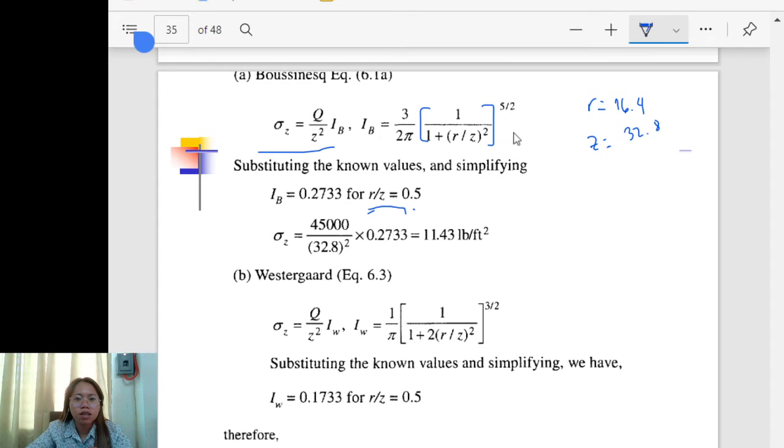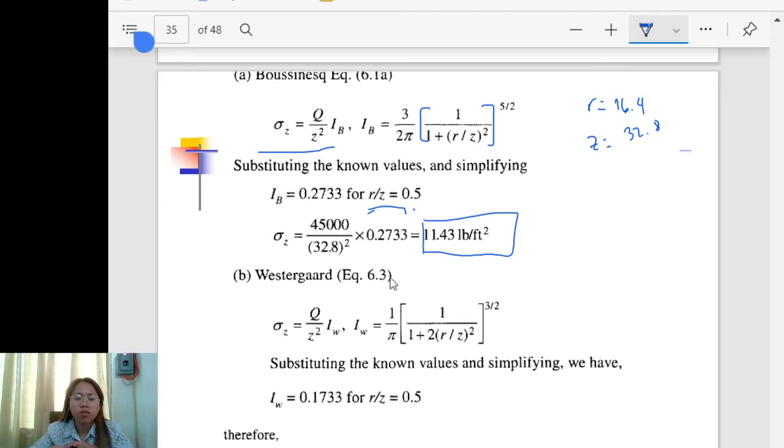And substitute in here, your Boussinesq coefficient is 0.2733. And using this equation, your stress now at that distance is 11.43 pounds per square foot.